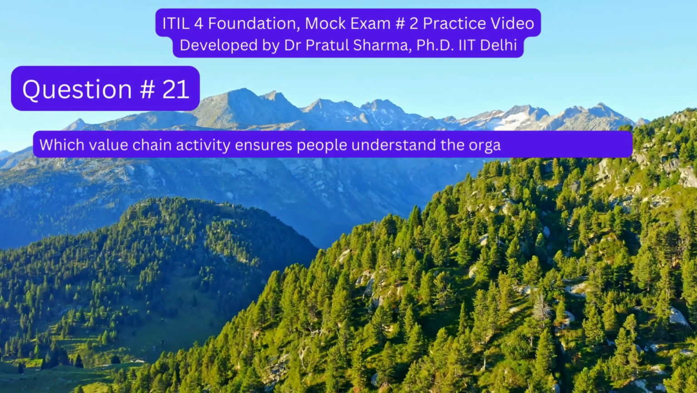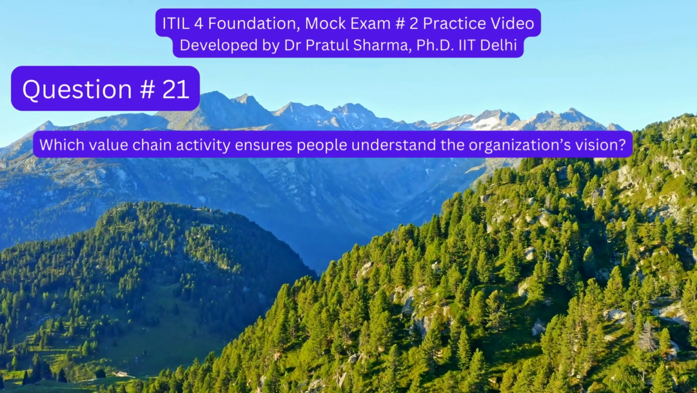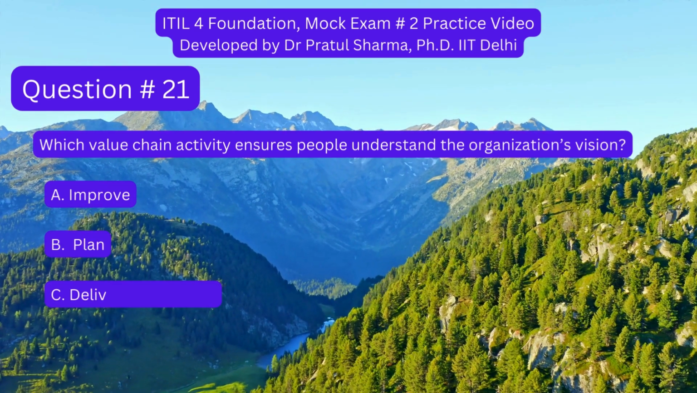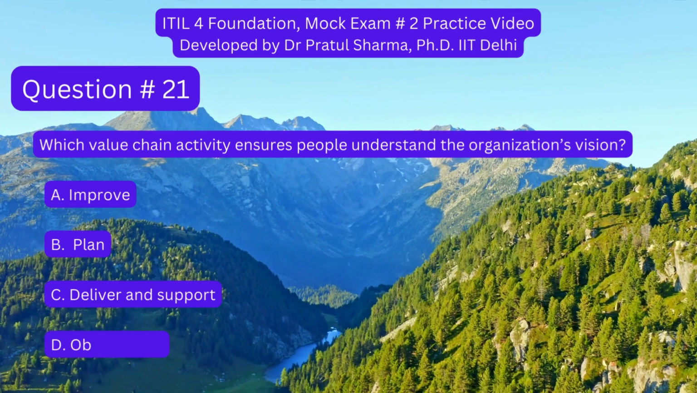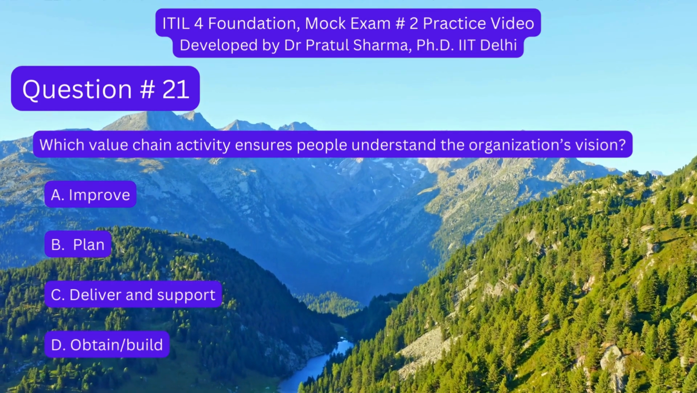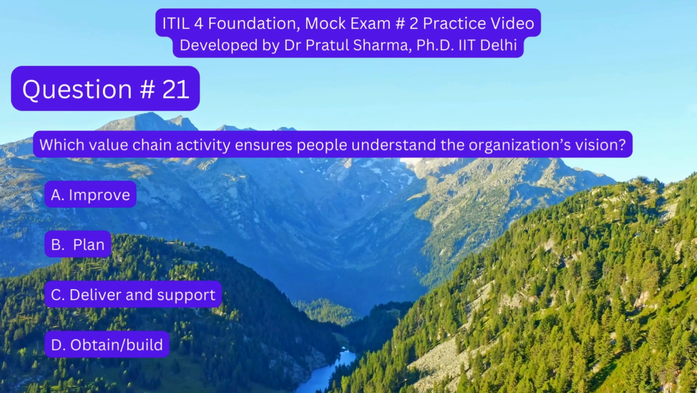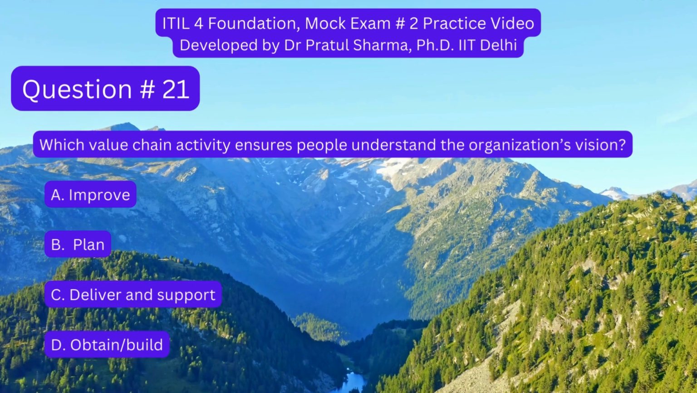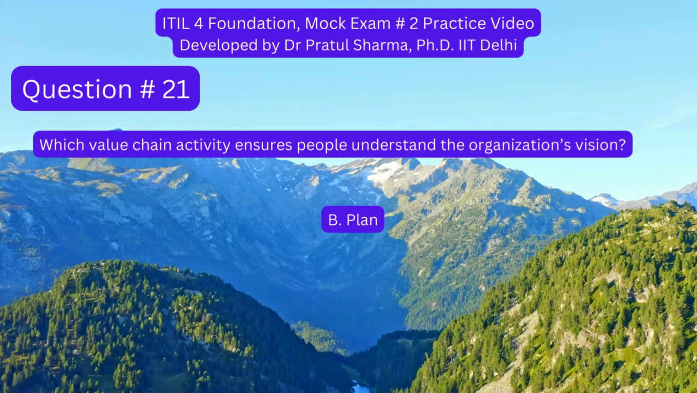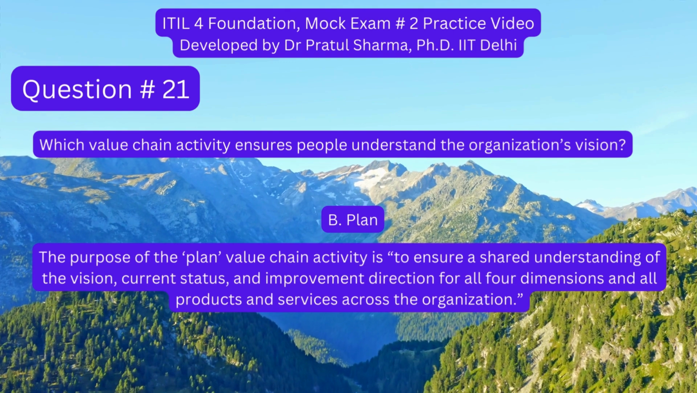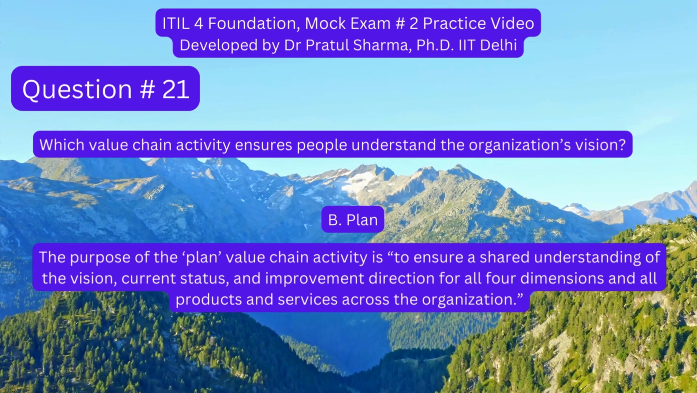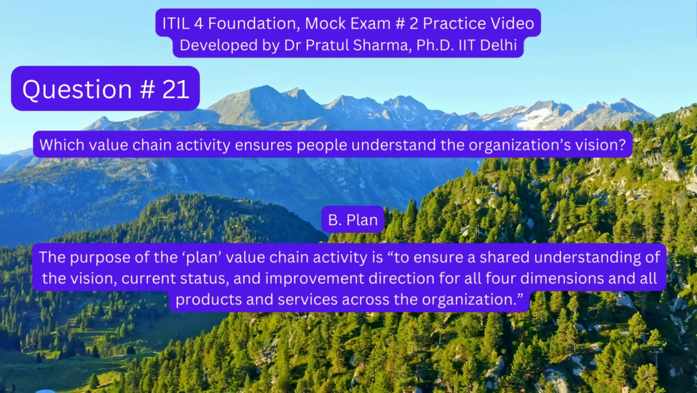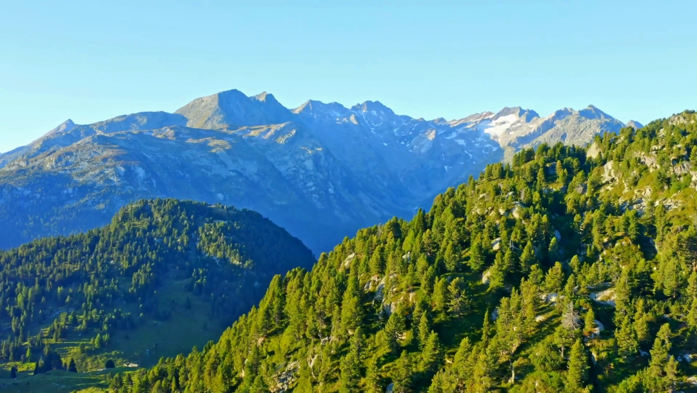Question number 21. Which value chain activity ensures people understand the organization's vision? A. Improve. B. Plan. C. Deliver and support. D. Obtain build. B. Plan. The purpose of the plan value chain activity is to ensure a shared understanding of the vision, current status, and improvement direction for all 4 dimensions and all products and services across the organization.